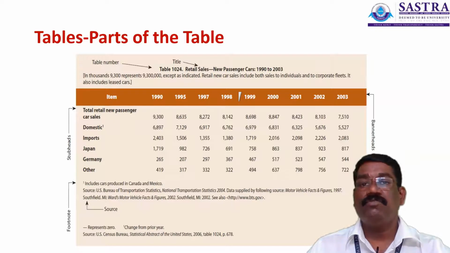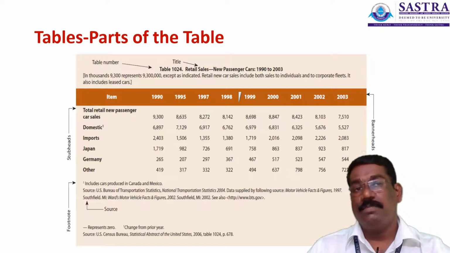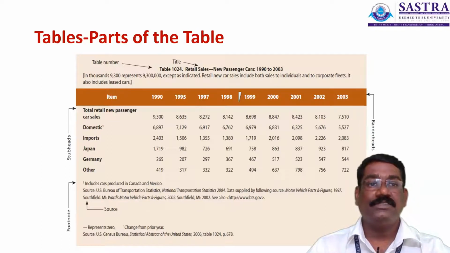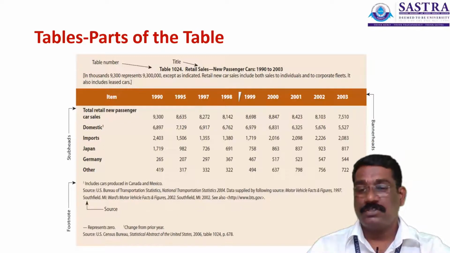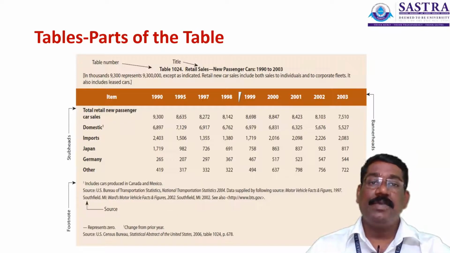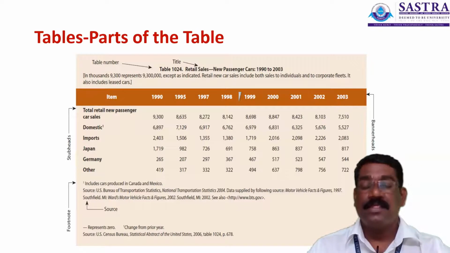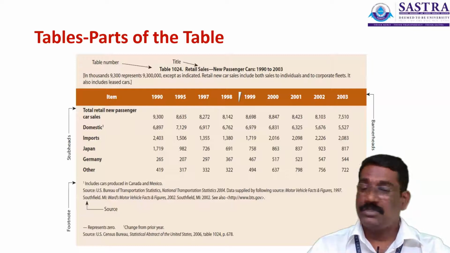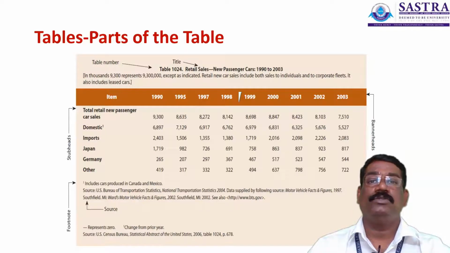When you talk about footnotes, any explanations or qualifications for particular table entries or sections should be given in footnotes. You can see here the footnotes are given. Source note: if a table is based on material from one or more secondary sources rather than on new data generated by the project, the sources should be acknowledged. Usually, without acknowledgement, it is a kind of plagiarism.